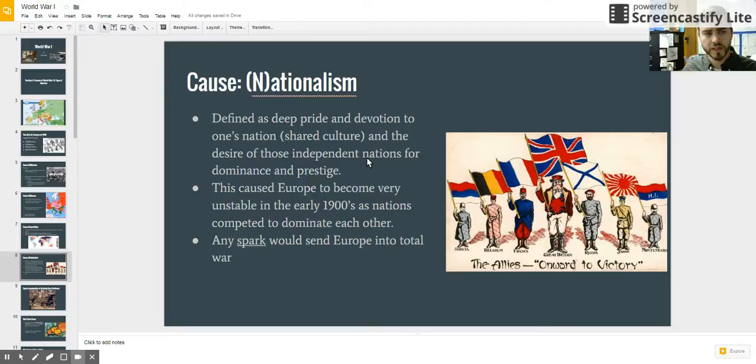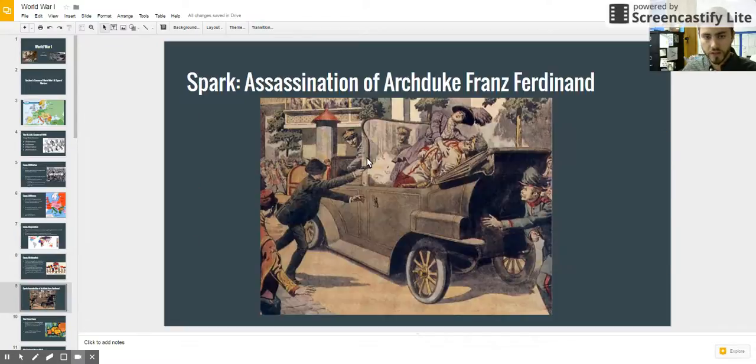So those four things, militarism, alliances, imperialism, and nationalism, were all main causes and kind of set the stage. But there was no spark yet. All right, there's nothing to set them off. These are all things that lead to it. But there has to be some event that causes people to get upset and go to war, right?